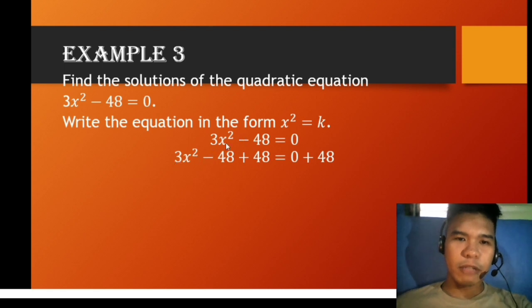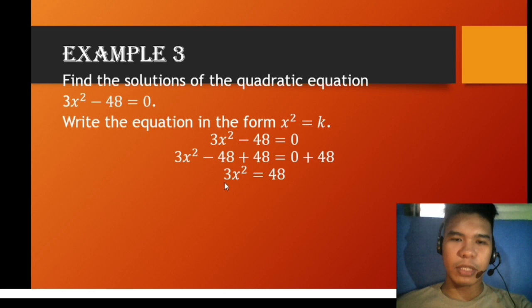So copy first the quadratic term, 3x squared, copy minus 48, and then you add 48. Again, this is an equality, so since you added 48 here, you add 48 also on the other side of the equation. So negative 48 plus 48 here is now 0. So this will remain 3x squared equal to 0 plus 48, which is 48. Again, we have a numerical coefficient here for the quadratic term. So we need to use the division property of equality by dividing both sides of the equation by the numerical coefficient, which is 3.